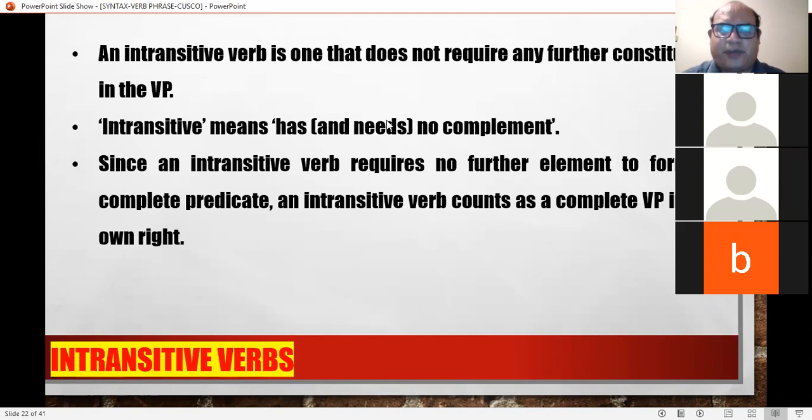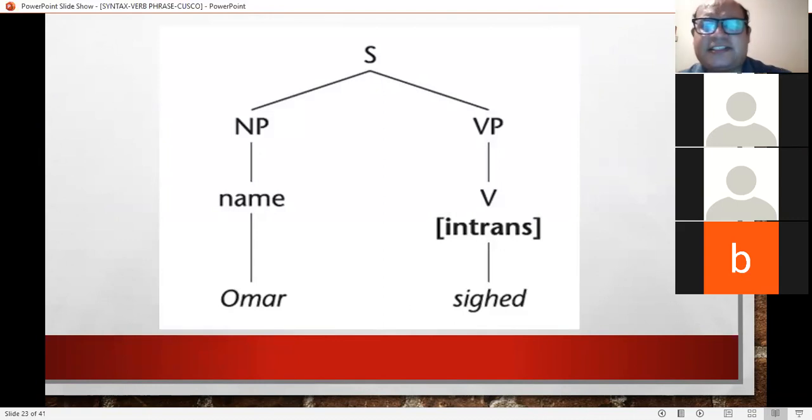Now this is in a simple way. Omar sighed. Notice, no complement, no objects, just a verb, just a lexical verb. Omar sighed. This is sigh. You don't need any other complement, any other object to have a complete meaning. It's not necessary. And this is an intransitive verb. Don't forget it. So here the tree diagram is like this. The noun phrase, in this case, is a name, Omar, and the verb phrase, in this case, is just the verb, intrans. Don't forget the contraction, intrans, sigh. No object, all right? No object, no complement. It's not necessary, all right?